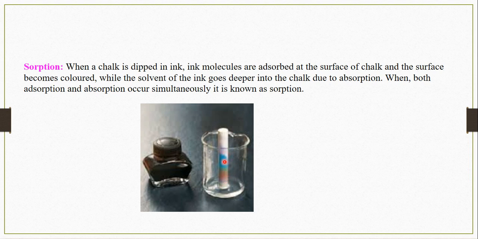When both absorption and adsorption occur simultaneously, this is known as sorption. Okay, when both phenomena, adsorption and absorption, occur simultaneously, this is known as sorption. So with the help of this example, you will understand what sorption is. Sorption is nothing but adsorption and absorption occurring simultaneously, so this is called sorption.